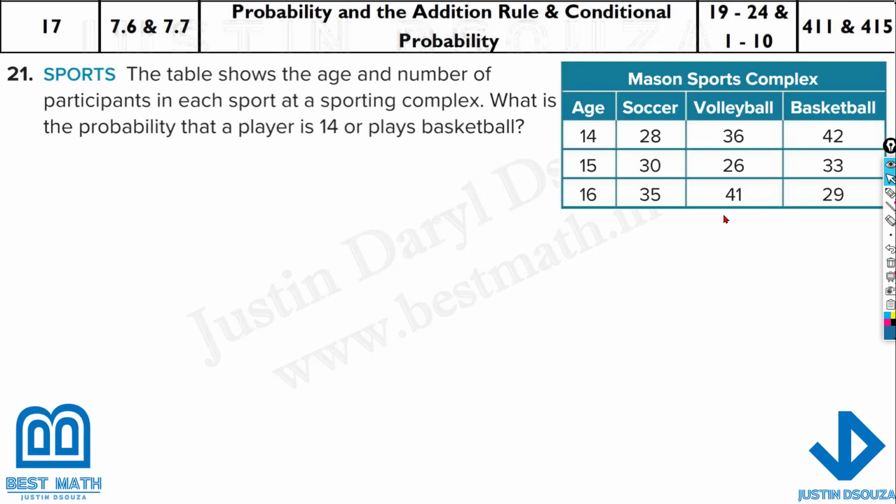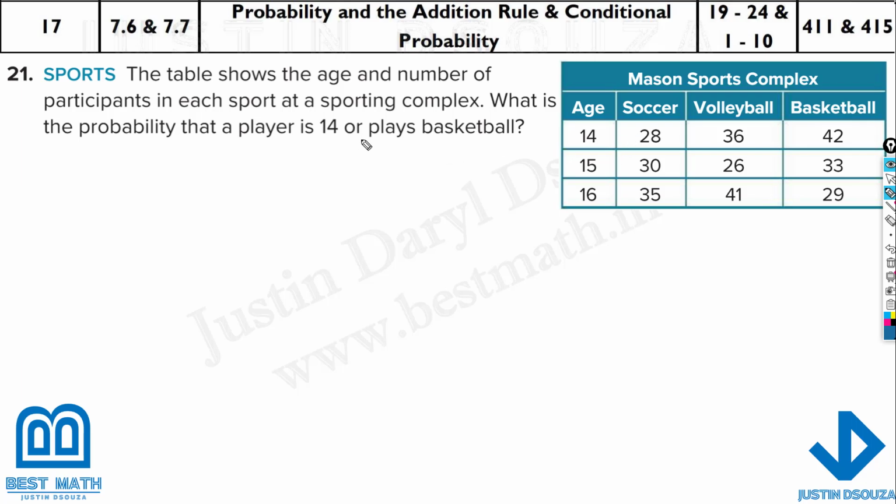The remaining problem, okay, now this is about a table. You can try this by yourselves. I'm just going to write directly. I'm not going to write in detail, okay? I'm just going to write probability of A, B, and the answer. The table shows the age and number of participants in each sport at a sporting complex.